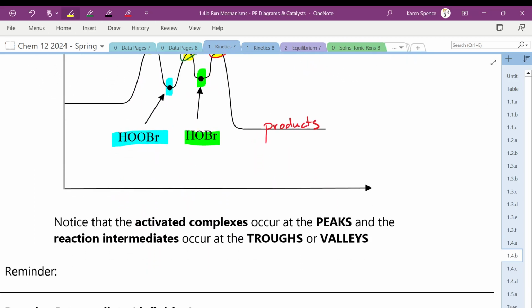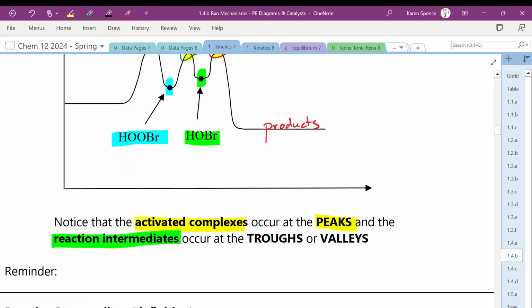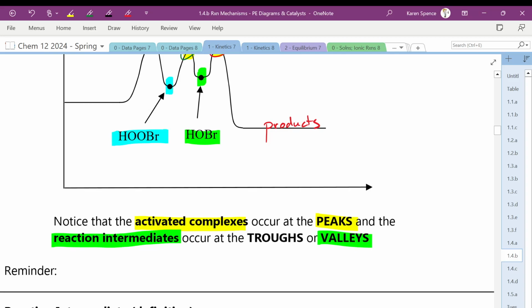Activated complexes occur in the peaks. Oh, it's supposed to be highlighter. That did not work. Activated complexes are in the peaks. The reaction intermediates occur in the valleys. You can also call them troughs if you prefer. Either way. I would like you to define to your partner the term reaction intermediate. Please define the term reaction intermediate.